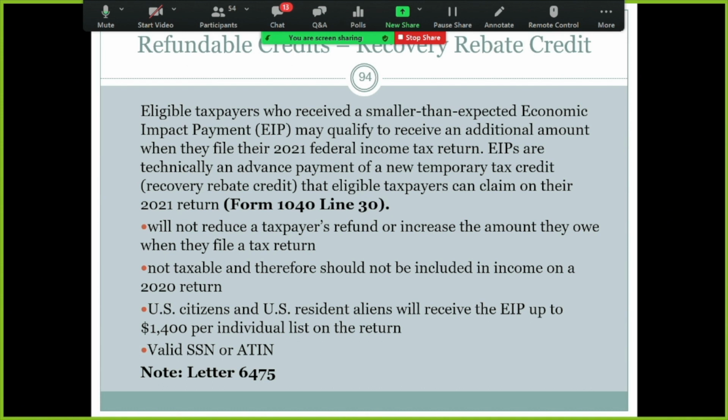So this is the recovery rebate credit. There are only 3 stimulus payments. The first and second one were related to the 2020 tax return, and the third one is related to the 2021 federal tax return.